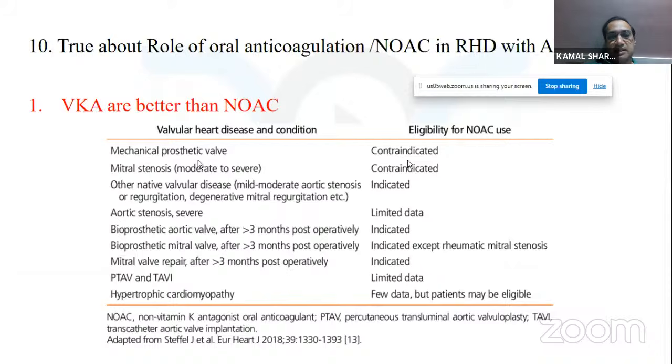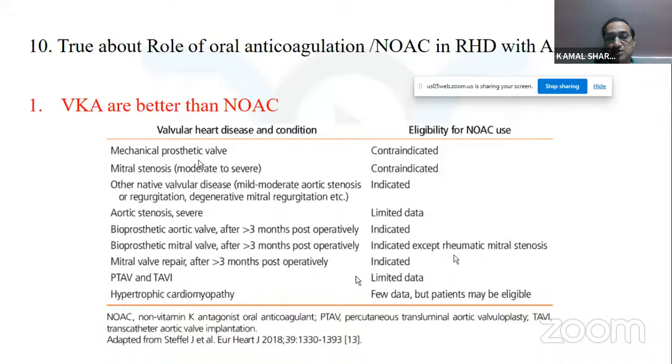NOACs are contraindicated in mechanical prosthesis, mitral stenosis, especially severe ones, and other native valvular heart disease like severe aortic stenosis, mild to moderate aortic stenosis or MR. Data is again not very much available. Bioprosthetic valve, after more than 3 months post-operatively, you can choose. So it's true for post-operatively, except for rheumatic mitral stenosis.